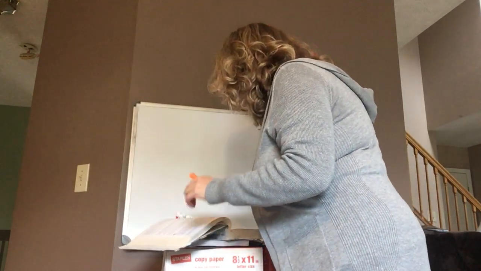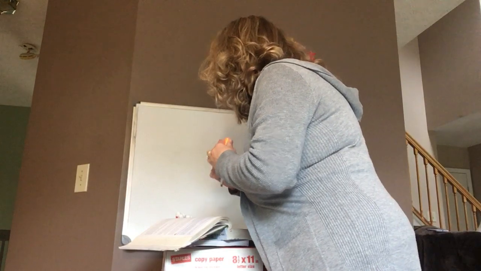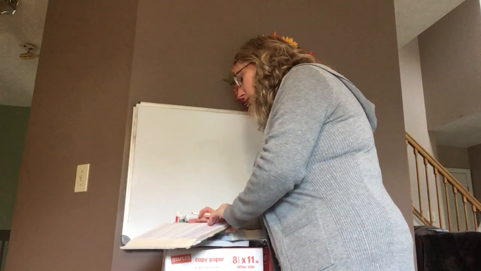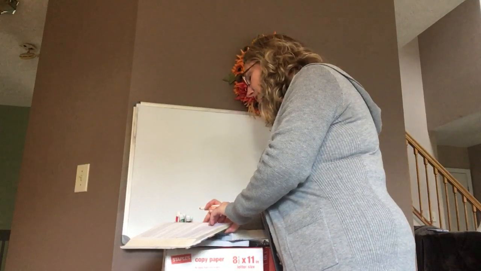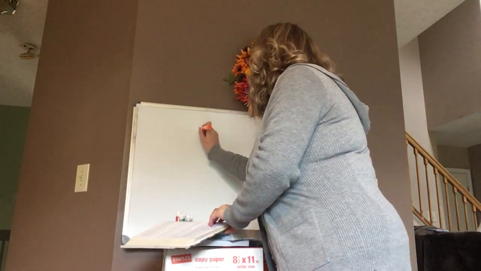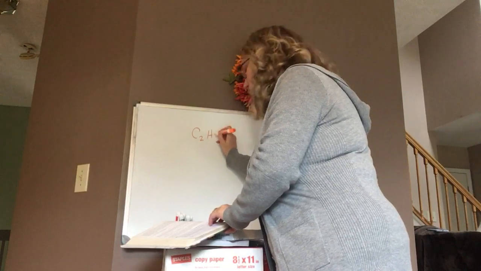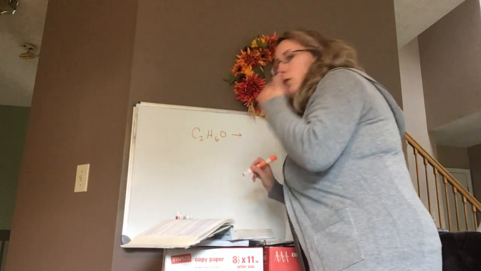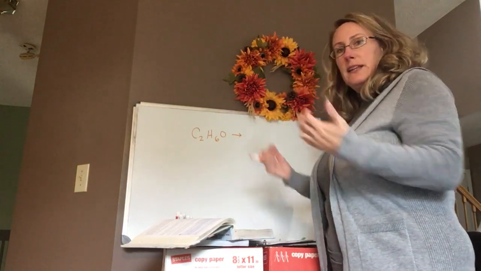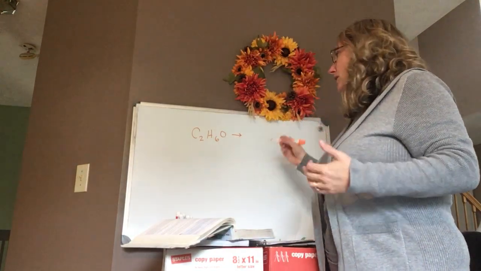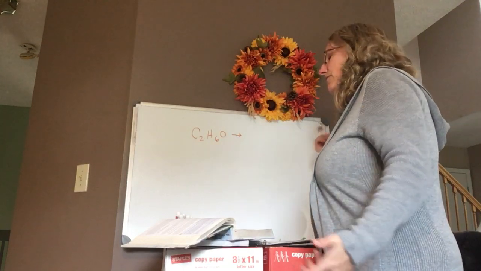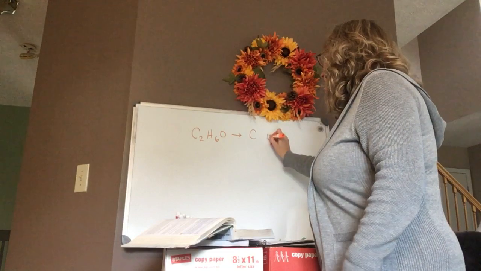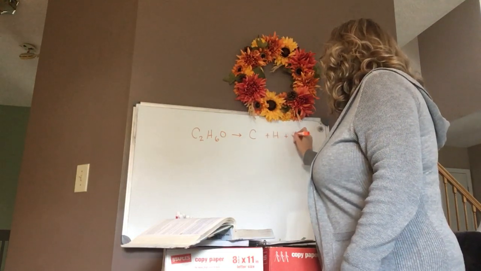example 5.1. This is on page 134. So we have, write the chemical equation that describes the decomposition of ethanol, and they gave you the formula. So it's C2H6O. So if it's decomposing, that means it's breaking down into its constituent parts. So what kind of things should we find in the end? We're going to have some carbon, we're going to have some hydrogen, and we're going to have some oxygen.